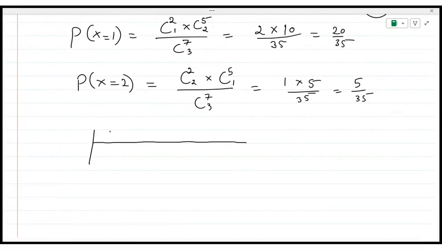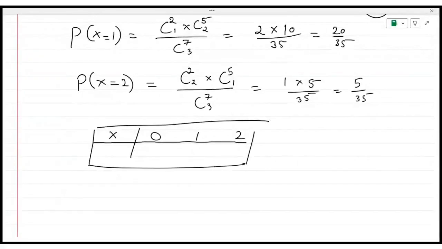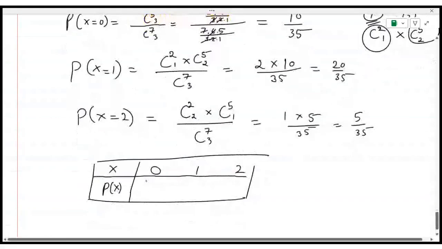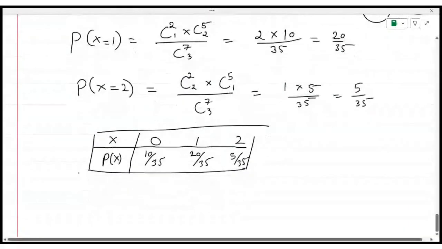What are the values of x? 0, 1, and 2. And you can write the probability of x here. The probability of 0 defective was 10 by 35. Probability of 1 defective is 20 by 35. And probability of 2 defective is 5 by 35. Okay. So this is the probability distribution, this P(x), for the discrete.